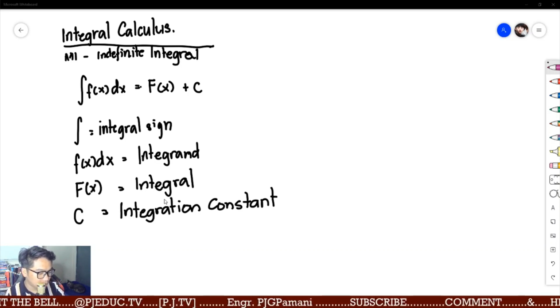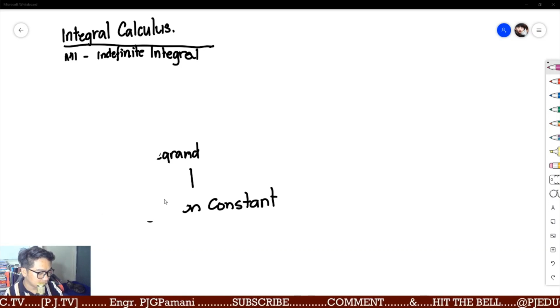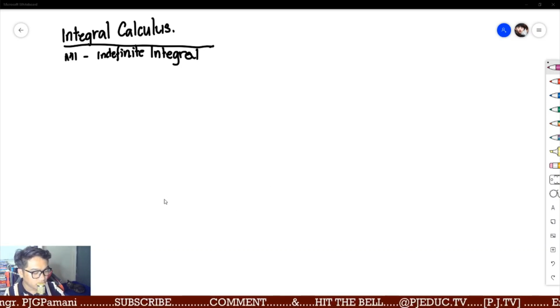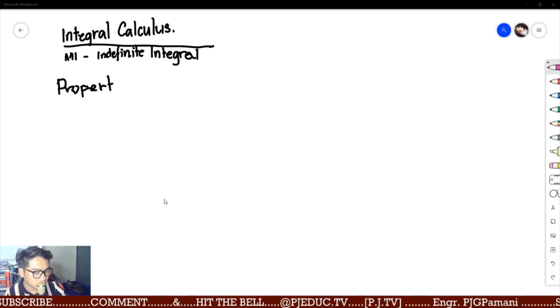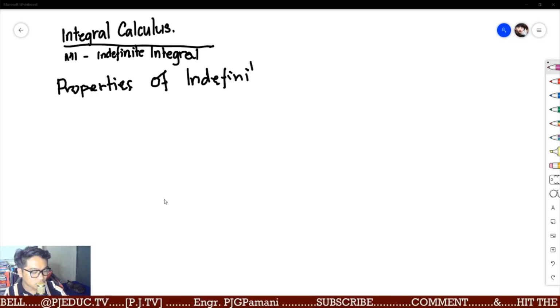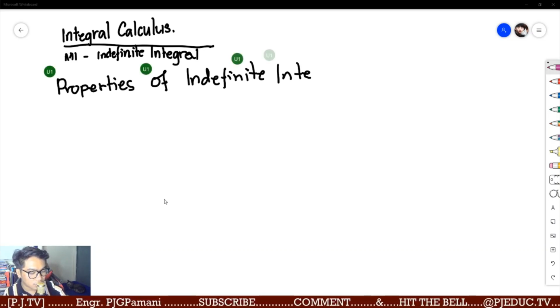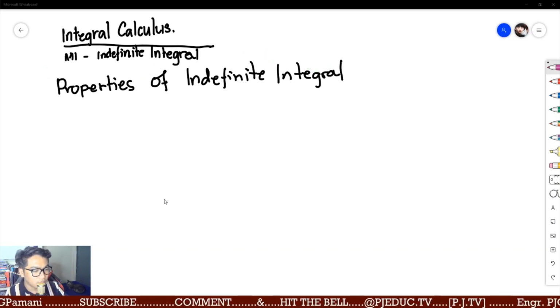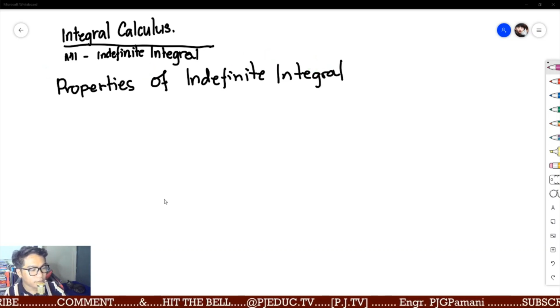Burahin ko muna yan. So, properties of indefinite integral. There are basically 4 or 5 properties of indefinite integral.